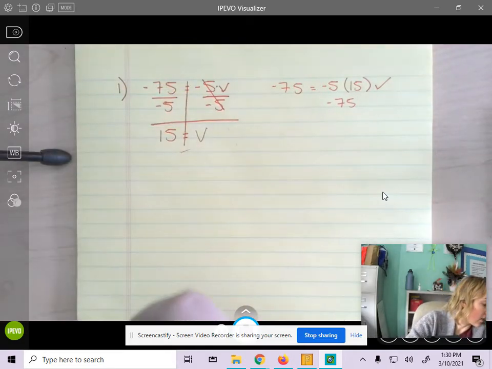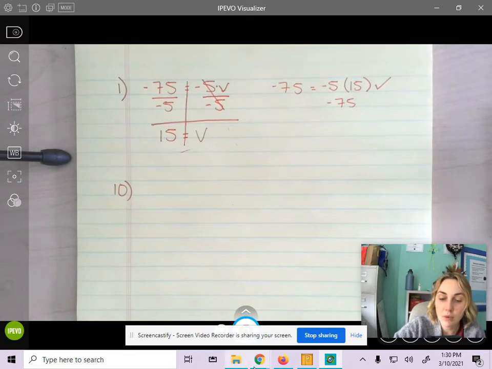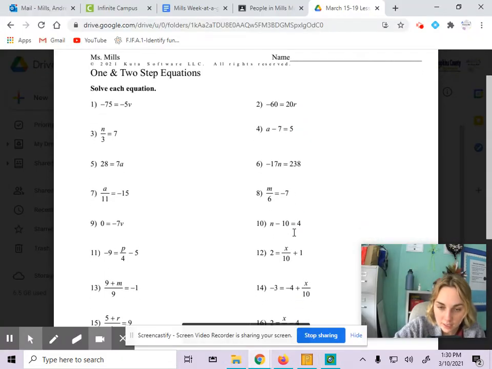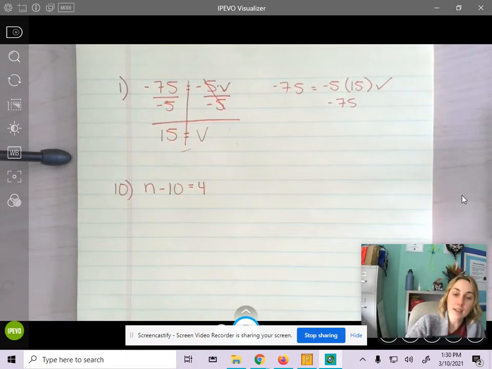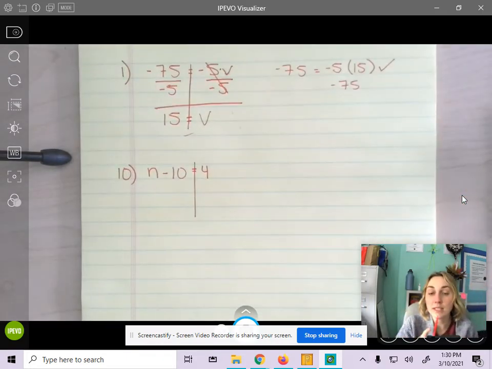All right, the next one I chose was number 10, so let's do that together. What we have is n minus 10 equals 4. Same thing here. First step, we want to put that balance beam through the equal sign. Whatever we do on one side of the balance beam, we have to do on the other side as well.